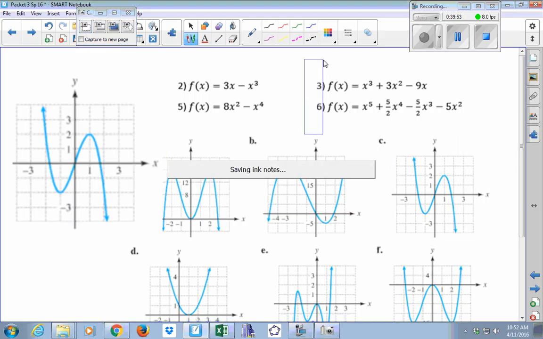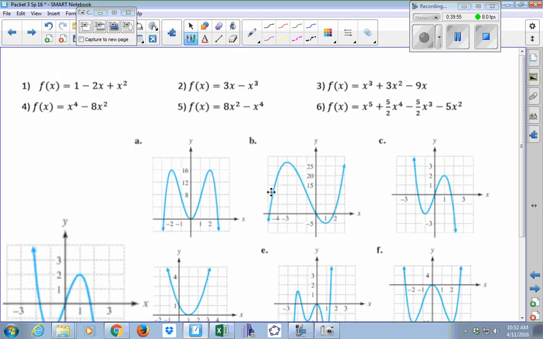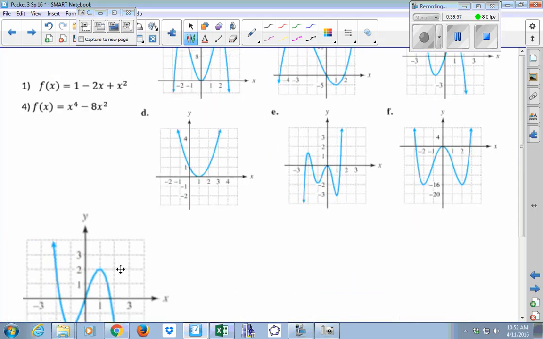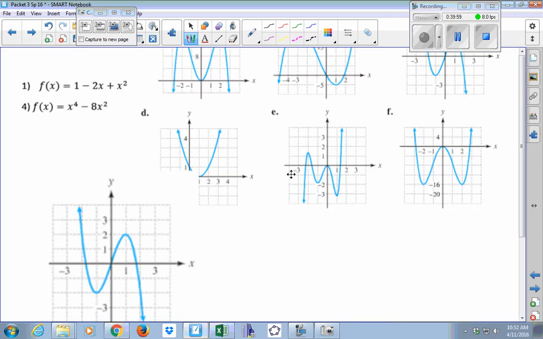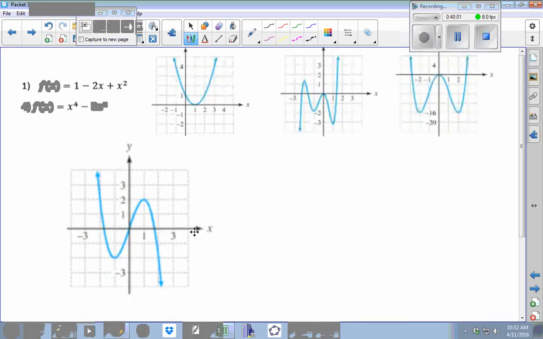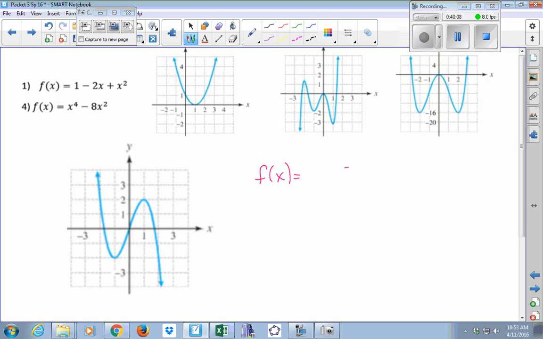And I'm just going to move this down the page, and then the equation that goes with it. So if we have this graph with the equation that goes with it, which was f of x equals, help me, it was 3x minus x cubed. Okay, so the first thing I would do with this is put it in descending order. That's what I tend to do with all of my functions, which means your highest degree term first.